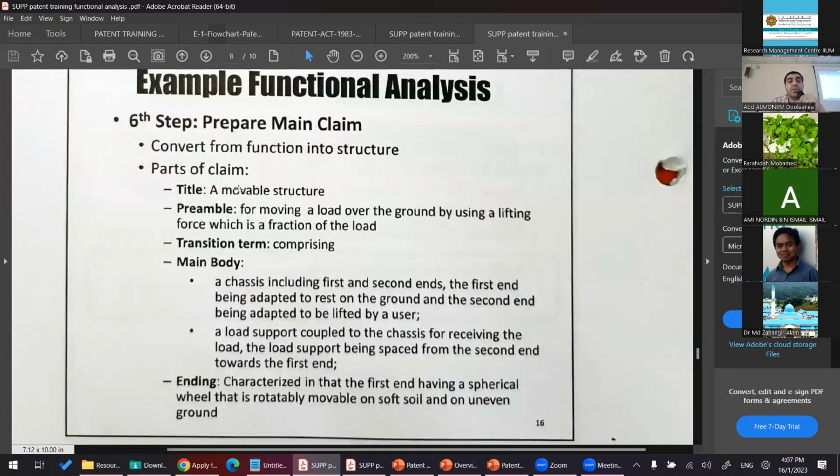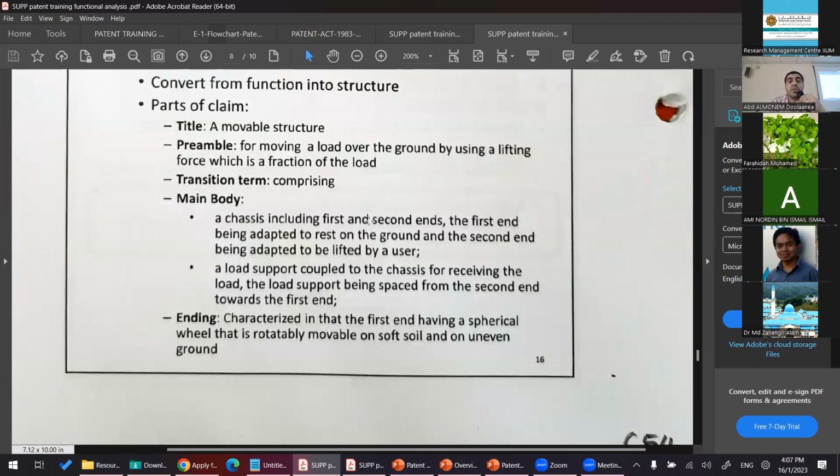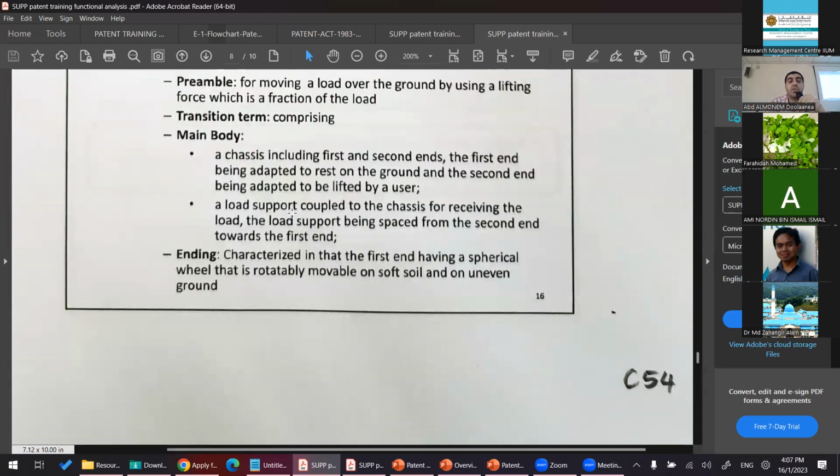Convert from function to structure. So write: a movable structure for moving a load over the ground by using a lifting force, which is a fraction of the load, comprising a chassis including first and second ends, the first end being adapted to rest on the ground, and the second end being adapted to be lifted by a user; a load support coupled to the chassis for receiving the load, the load support being spaced from the second end towards the first end; the first end characterized in having a spherical wheel that is rotatably movable on soft soil and on uneven ground. So this is the addition.